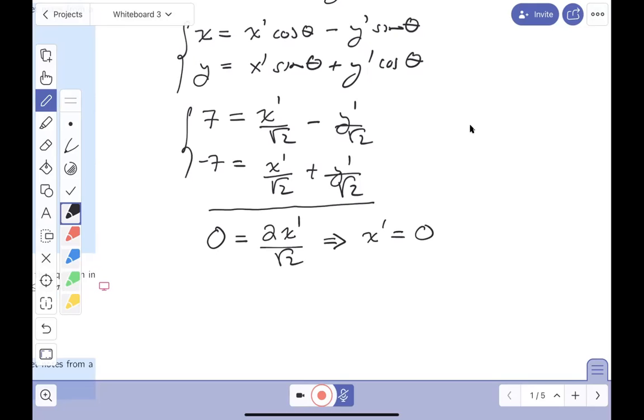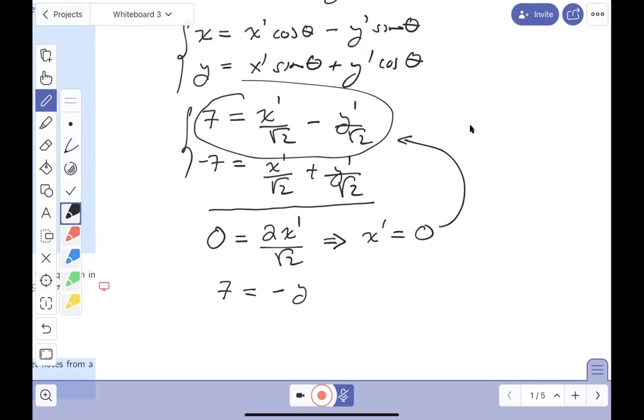You're going to take this, and you're going to substitute it back into one of those equations. I'm going to take the first equation because it's just there, and I'm going to write this down. So 7 equals... well, if x prime is 0, that first term would disappear. And what are you left with? Minus y prime over root 2. This can also be solved for y prime. What's y prime going to be equal to? Well, let's take a look at it. It's going to be minus 7 root 2, a very simple equation to solve.